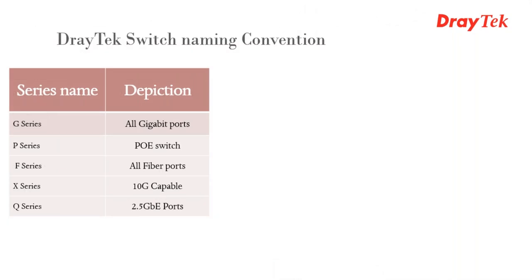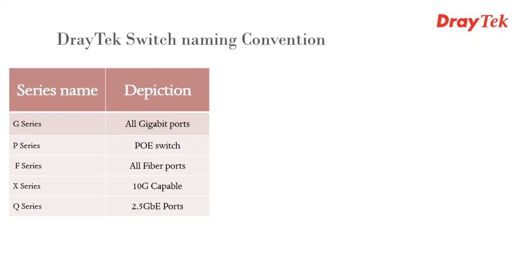DrayTek switches are categorized into different series. Here we've got the G series, which comprises all gigabit ports. The P series are PoE capable. The F series are all fiber ports. The X series are 10 gigabit capable, and the Q series have 2.5 gigabit Ethernet ports.